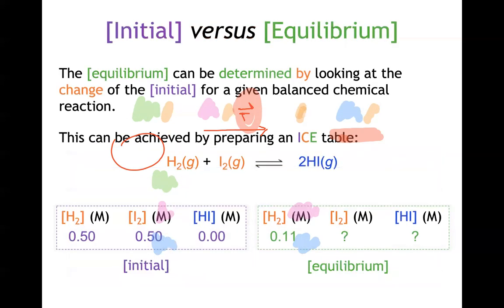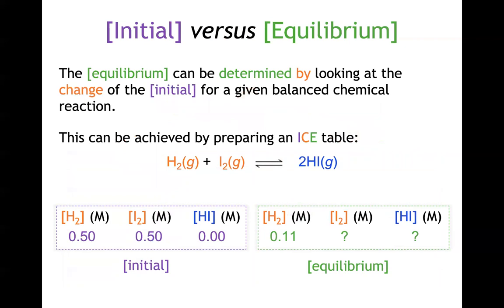Okay, so now what if we have a chemical reaction and we know only the initial concentrations? Perhaps we know one of the concentrations of the reactants or products at equilibrium, or perhaps we only know the initial concentrations, but we also know what the equilibrium constant for that particular reaction is. Remember, it's an equilibrium constant, so it's a constant for a given reaction. Well, we can determine the concentrations at equilibrium by looking at the change of the initial concentration over the progress of the reaction.